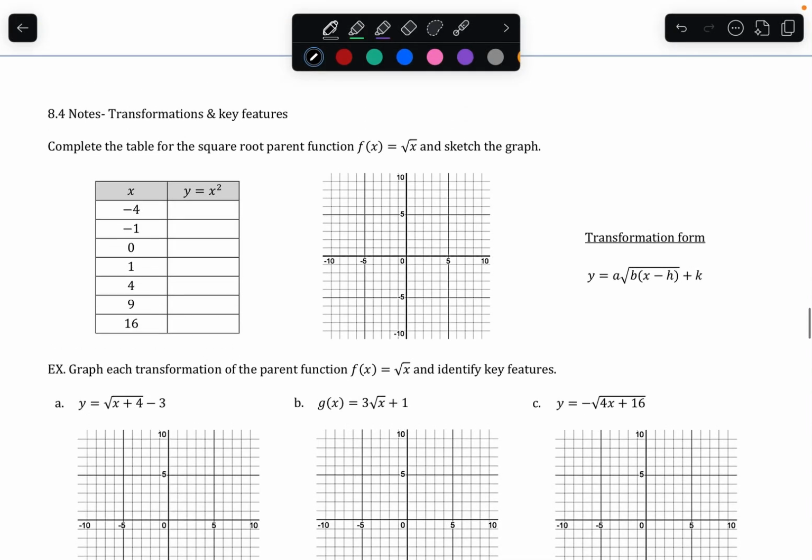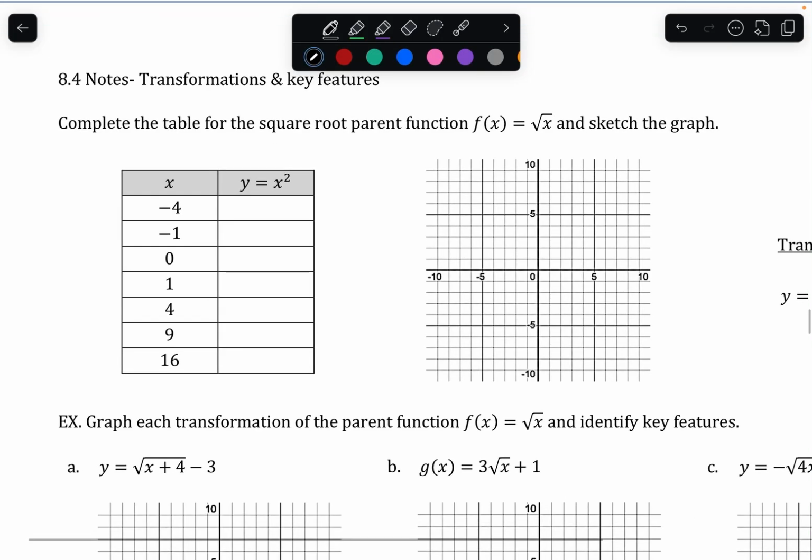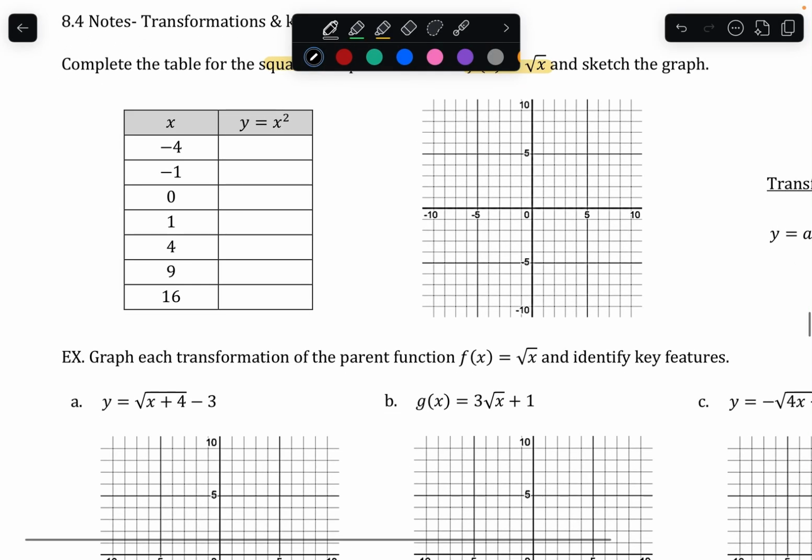All right, in this lesson, we are going to be talking about transformations and key features of the square root parent function. Okay, so the square root parent function is f of x equals square root of x. To see what this graph looks like, we're going to plug in points. And so when we're picking points to plug in, we want to pick perfect squares.